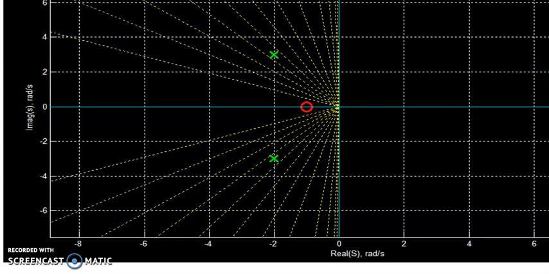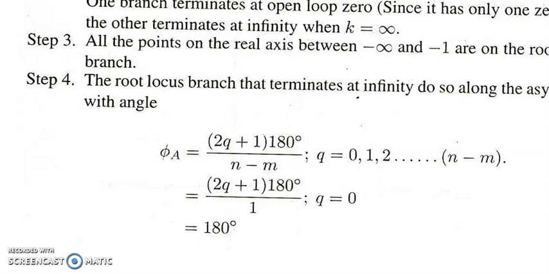So this is the organization of the pole-zero pair. As you see, the 2 branches of the root locus start at open loop poles minus 2 plus minus j3. One branch terminates at open loop 0 since it has only 1 0, and the other terminates at infinity when k is equal to infinity. All the points on the real axis between minus infinity and minus 1 are on the root locus branch.